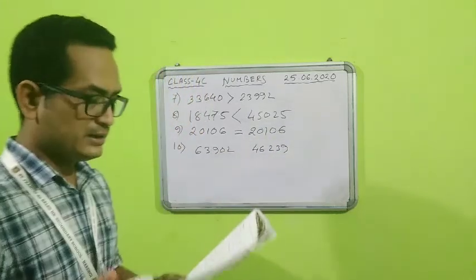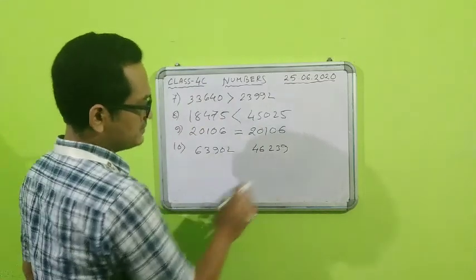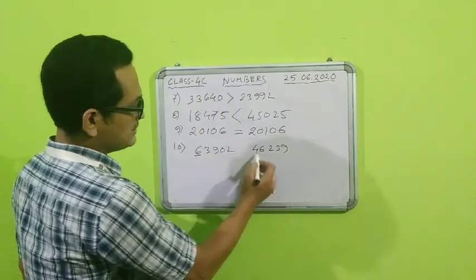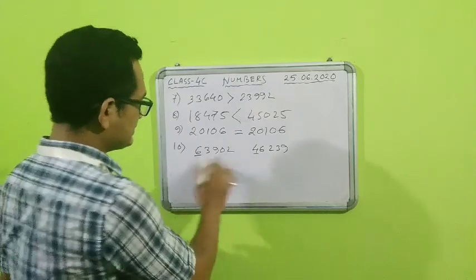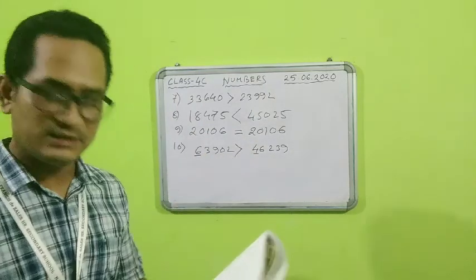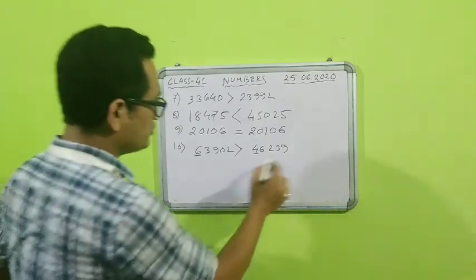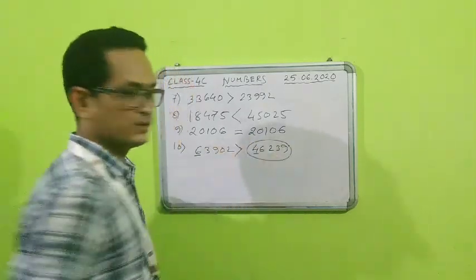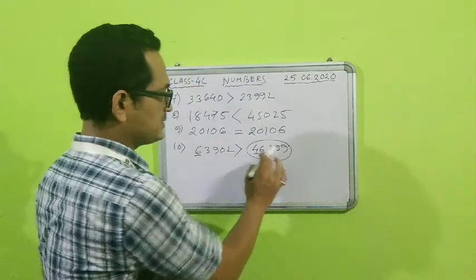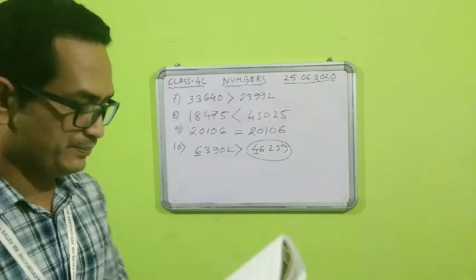Out of these two, you can see that both have 5 digits. So obviously it is 6 here and 4 here. Obviously 6 is greater, so 63,902 will be greater. They are asking us to find the smaller one. So which one will be the smaller? This one will be the smaller. So the answer will be 46,239.